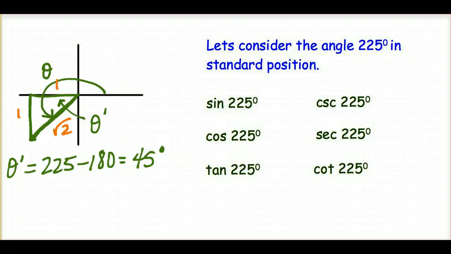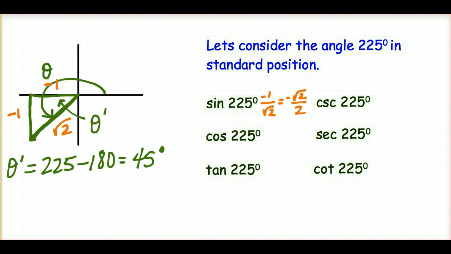Now we're in quadrant 3, so the x has got to be negative, the y's got to be negative, and the hypotenuse is never negative. So with those 3 sides, I can find all 6 trig functions. The sine of 225 is going to be opposite over hypotenuse, or y over r. If I rationalize that, that's what I will get.